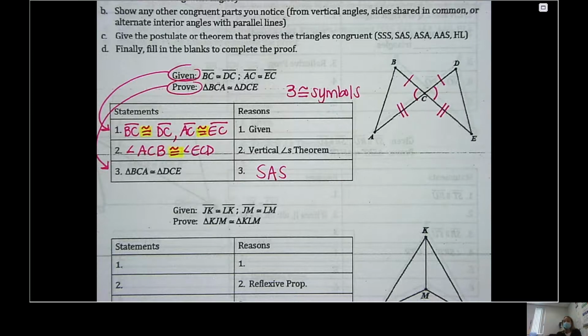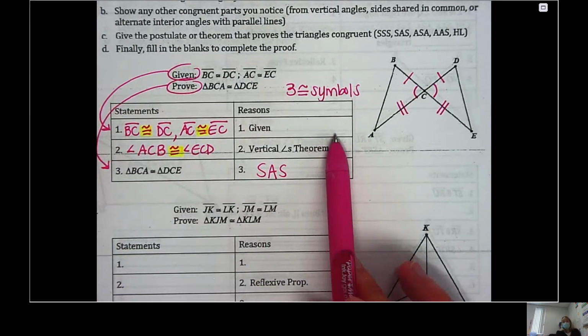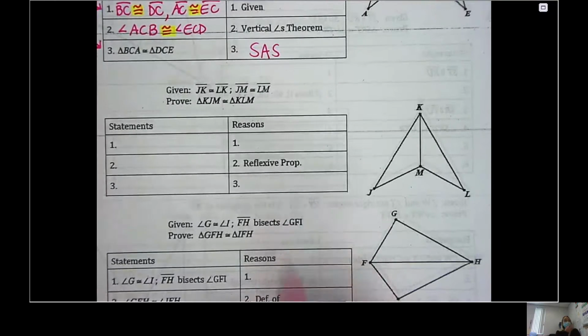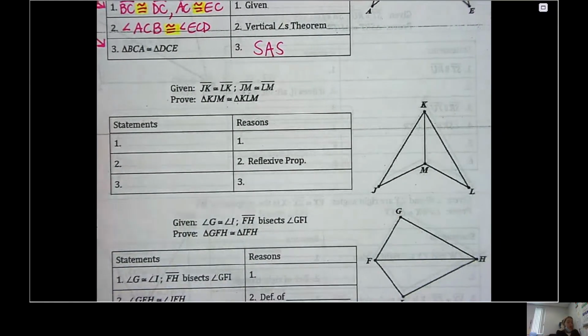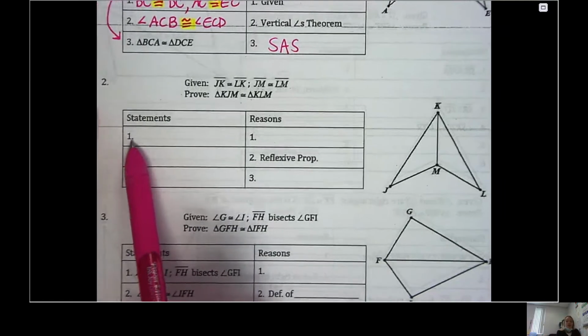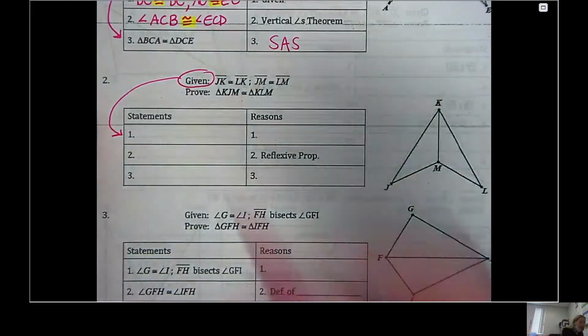So I know right now you're kind of like, what? But the more we do, the better you're going to feel about it. All right, do I have questions on this first one? Let's try another one. All right. So I've got my statement, my reasons. Your first statement should always be what? Given. So I'm going to take my given information. I am literally going to copy it down. So just copy.